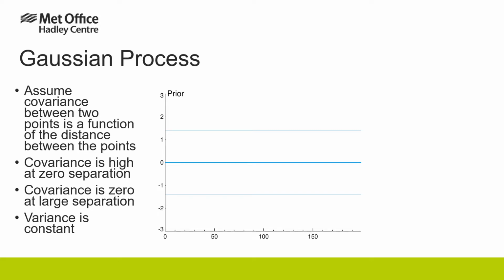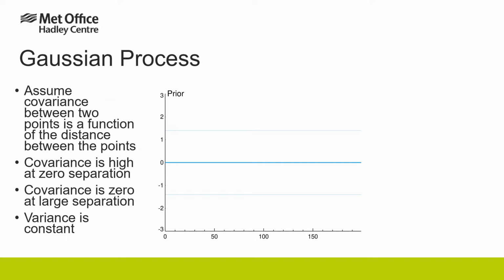So some kind of infilling is applied to the HadCRUT data, and this is based on something called Gaussian process regression. And in a Gaussian process regression, we assume that the covariance between any 2 points on the Earth's surface is just a function of the distance between those 2 points. So where the separation is 0, where you have 2 points that are very close together, the covariance or the correlation is high. And as those 2 points get further and further apart, the covariance goes to 0, the correlation goes to 0. And we assume a constant variance to simplify the mathematics a little bit.